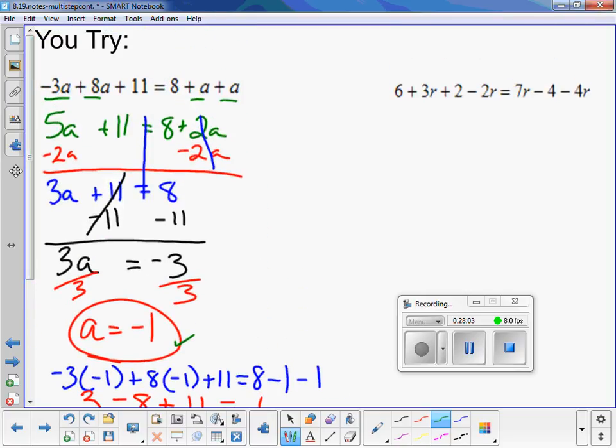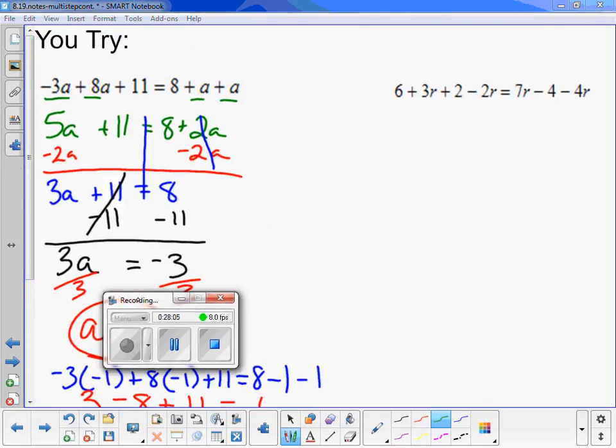All right, and then let's look at this problem. I have lots of like terms. Look at the left-hand side. I have a 6 that can go with the 2, and I have a positive 3r that can go with the -2r. So let's put those together. A positive 6 and a positive 2 give me a positive 8. And then I have a positive 3r and a -2r, so that gives me a positive 1r. So that was the left-hand side.